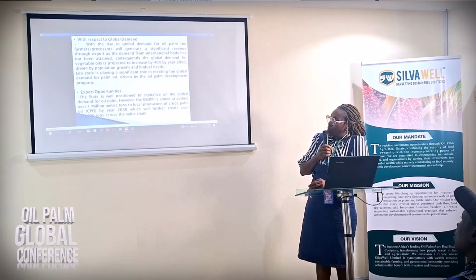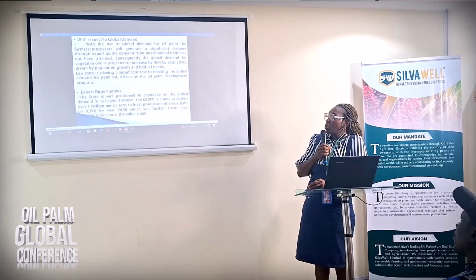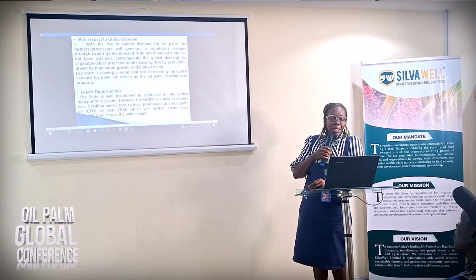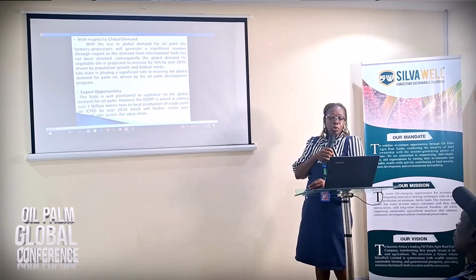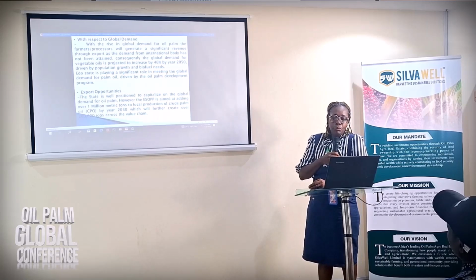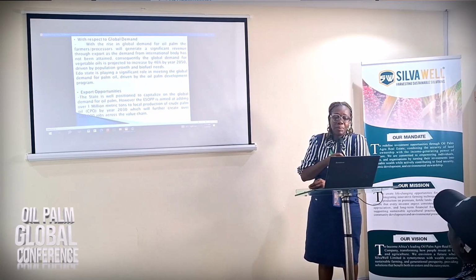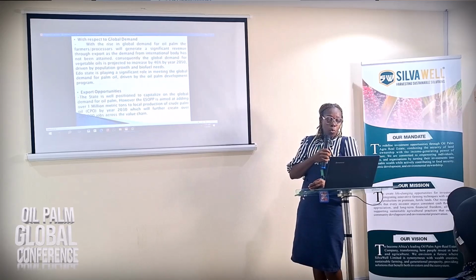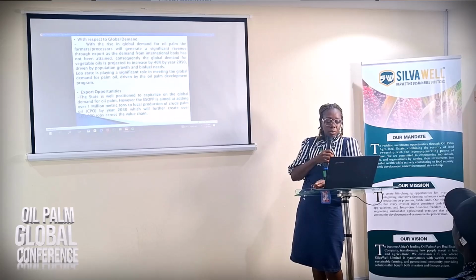However, the ESOP is aimed at adding over 1 million metric tons to local production of crude oil by year 2030. So, which means if ESOP's aim is to increase the production of local oil by year 2030, I'm sure definitely this 46% increase in vegetable oil by 2050 will be attainable, which will further create over 200,000 jobs across the value chain.